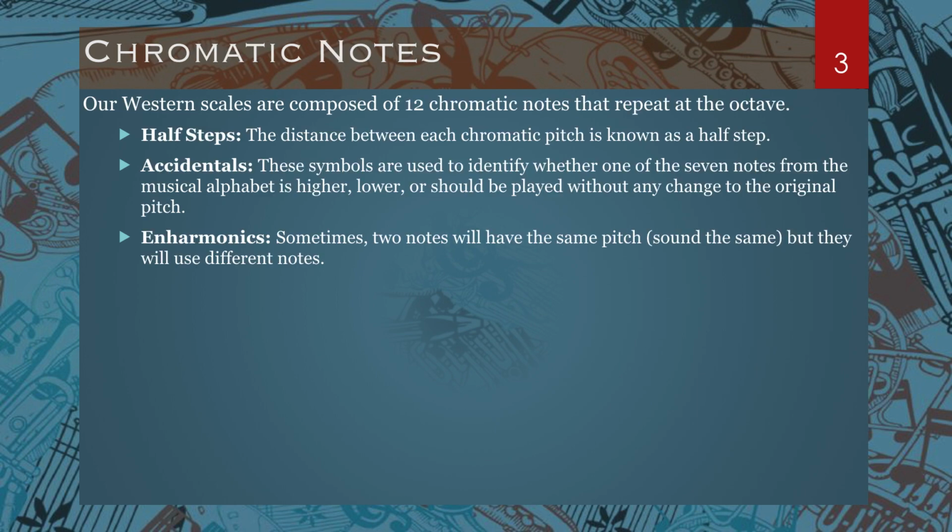Our Western scales are composed of 12 chromatic notes that repeat at the octave. You already know about 7 of the notes, A, B, C, D, E, F, G. Well, in between those notes, we can include accidentals to raise those pitches by a half step.